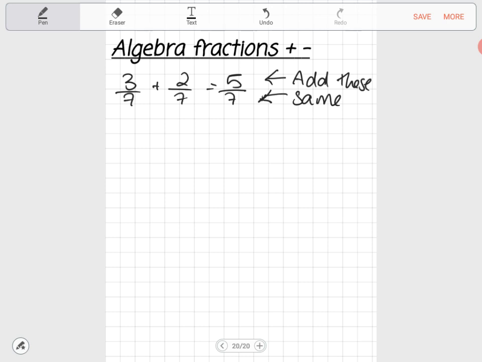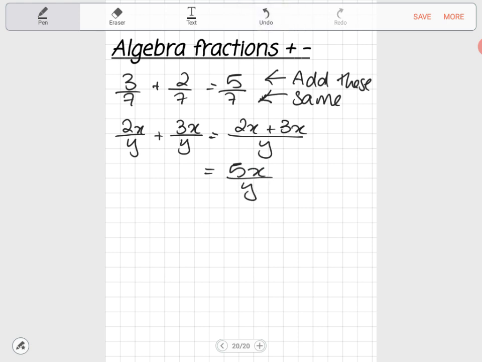Okay, so some examples is algebra. So we have 2x over y, and we're going to add that to 3x over y. So we are just going to rewrite it like this, okay, because the denominators are the same. So that is, we have 5 lots of x over y.